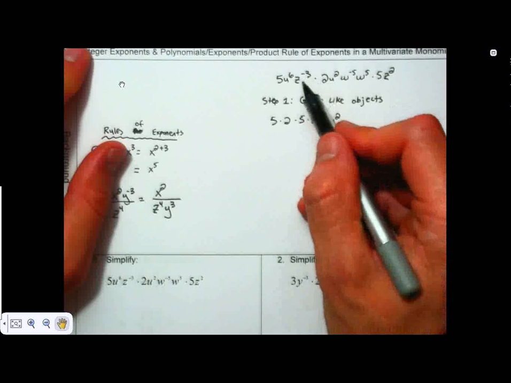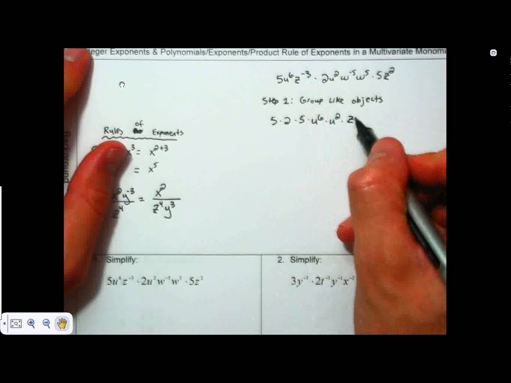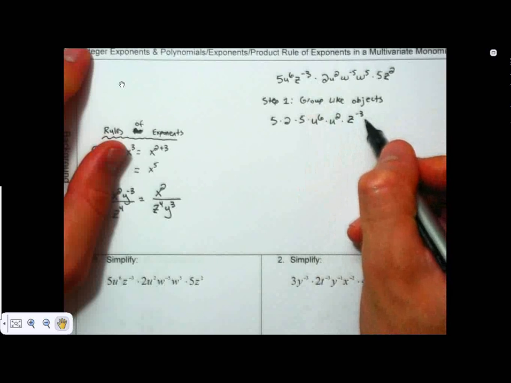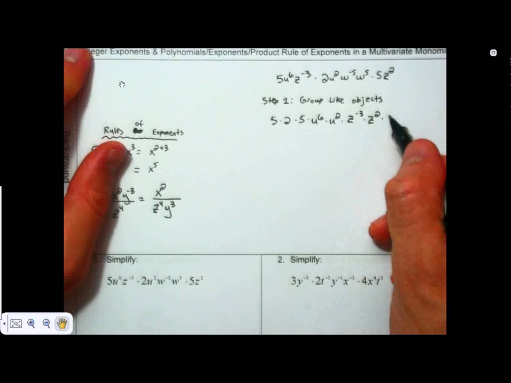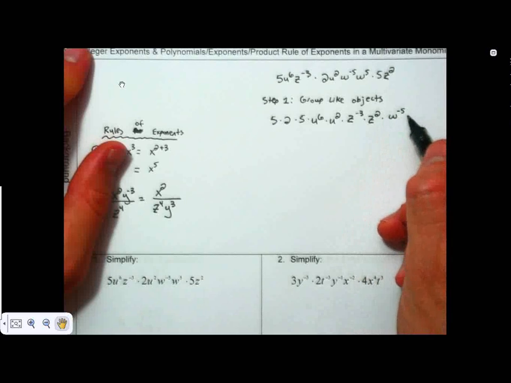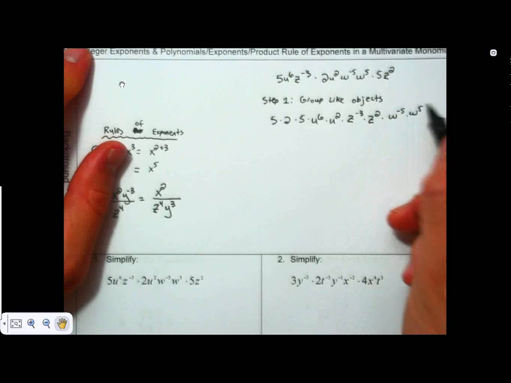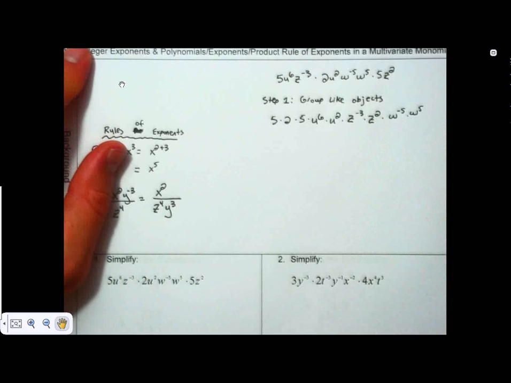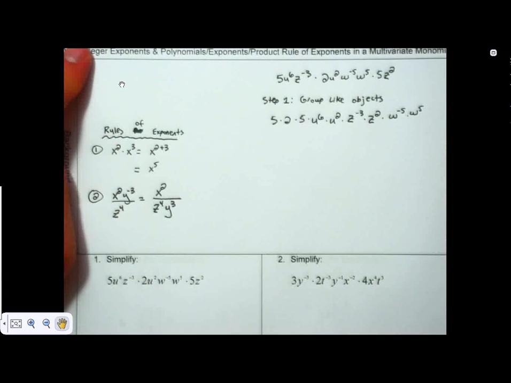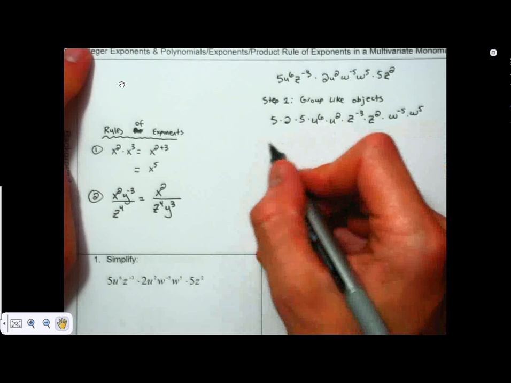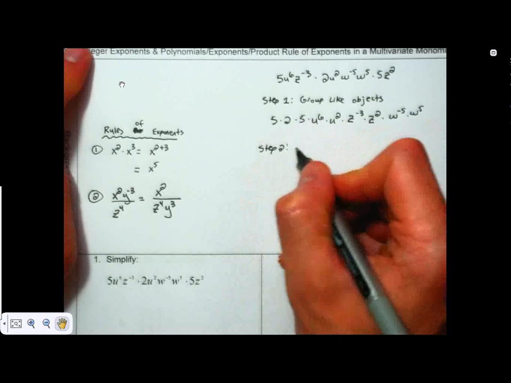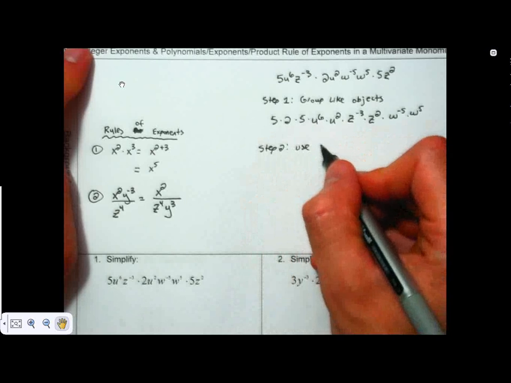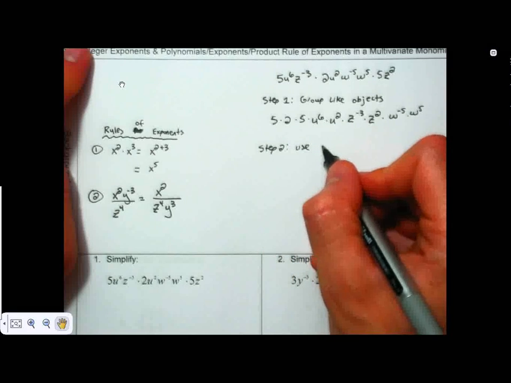And then I'll do the z. So I've got z to the negative third, and z to the second. And then I'll do the w. So I've got w to the negative 5th and w to the 5th. So if I multiply what I have, that's my step 2, which is to use rules of exponents.